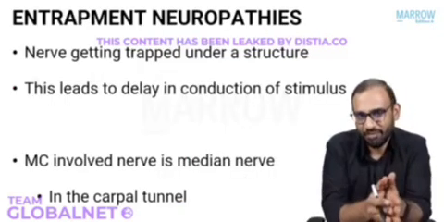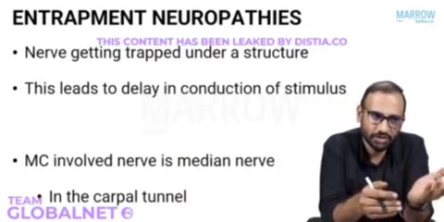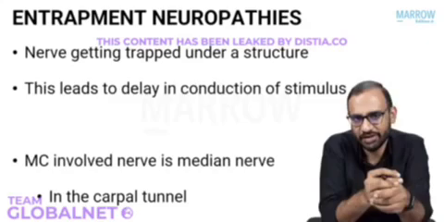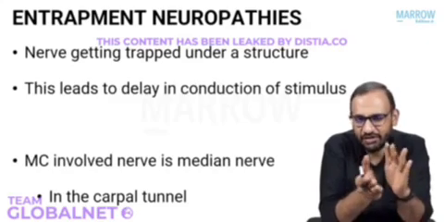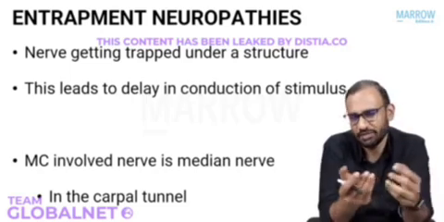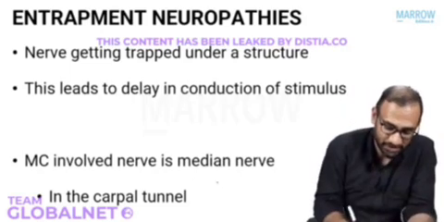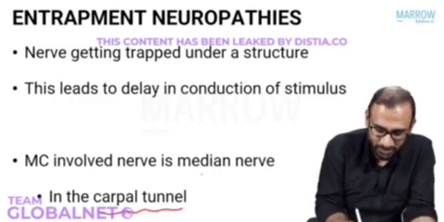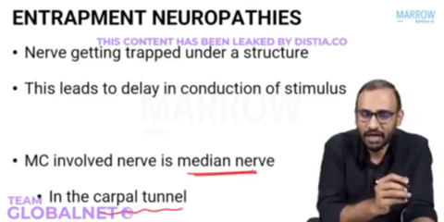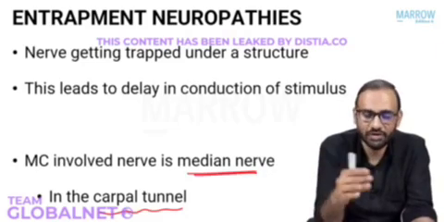Now moving on to entrapment neuropathies. Self-explanatory name. Entrapment neuropathy: pathology of the nerve because of entrapment. So this occurs because the nerve gets trapped under structures. It can be bony, it can be soft tissue. There are many types of entrapment neuropathies, but the most common is carpal tunnel syndrome, which involves the median nerve. And when the nerve gets entrapped, what happens? The distal supply of that nerve will be affected.